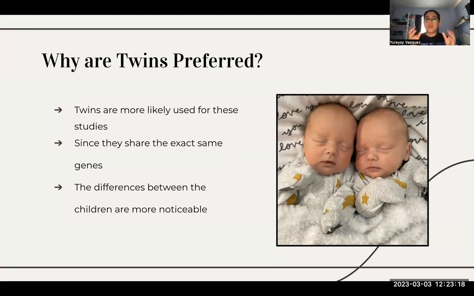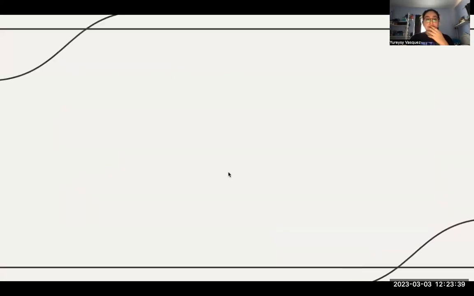And with two children, the differences are more noticeable and apparent than with one child, because with just one child you would only see how one thing changed. But with two children, you can see how some biological factors changed this one and didn't change the other one, or how environmental factors changed this one and the other one didn't. So that's why twins are preferred, to see more differences between each family and each study.